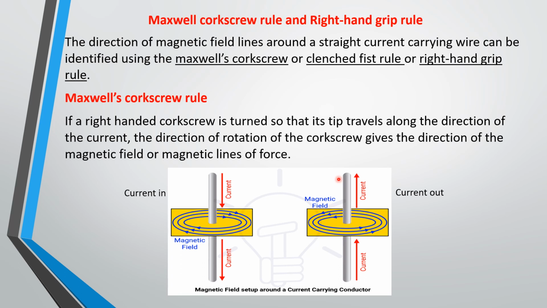Now look at the direction of your other fingers. You can see that your other fingers are showing the direction of the magnetic field, just as it is in the diagram that you are seeing in front of you. So when current is going in, the direction of magnetic lines of force is clockwise. When current is going out, the direction of magnetic lines of force is anti-clockwise. I'm sure this is clear, and this is very, very important and key. I hope you understand this.